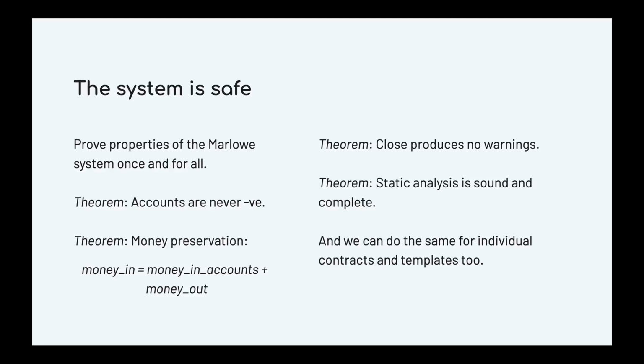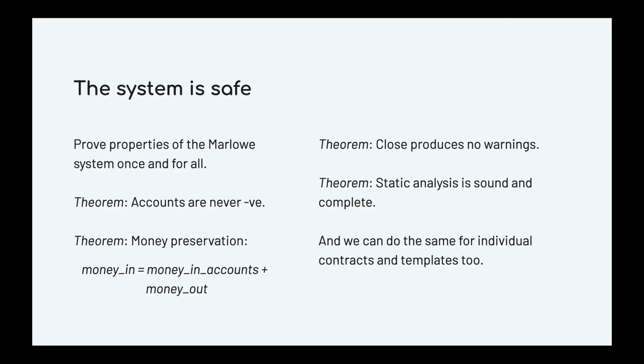And we can also prove this theorem of money preservation. We can prove that if we look at all the money that's gone into the contract so far, that's equal to the sum of two things: the amount of money that's in the accounts held inside the contract, plus the amount of money that has been paid out. And that gives a clear picture of money preservation. So we're able to write proofs of these very general properties of the system.